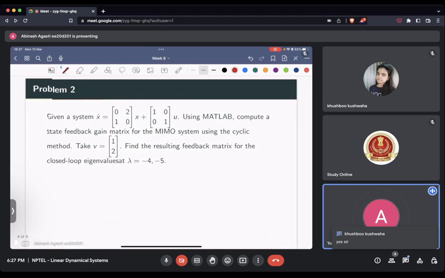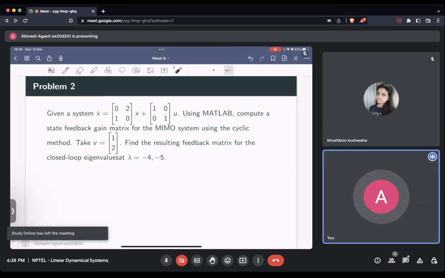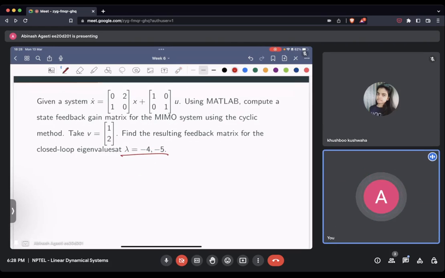Now, given a system X dot, it's a multiple input system. So there are two inputs and there is a 2 cross 2 B matrix. Now using MATLAB, compute a state feedback gain matrix for the MIMO system using the cyclic method. And we are asked to take V as the vector 1, 2. And we want to find the resulting feedback matrix for the closed loop eigenvalues at lambda equal to -4 and -5.